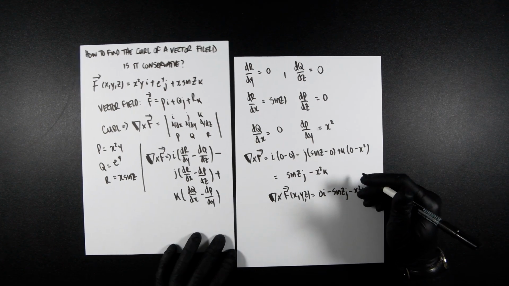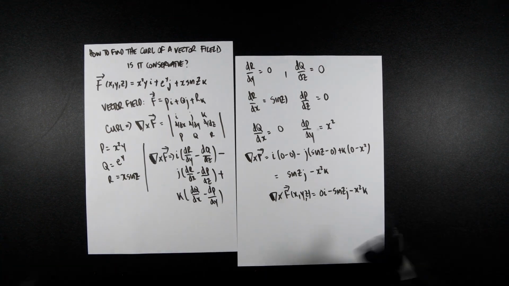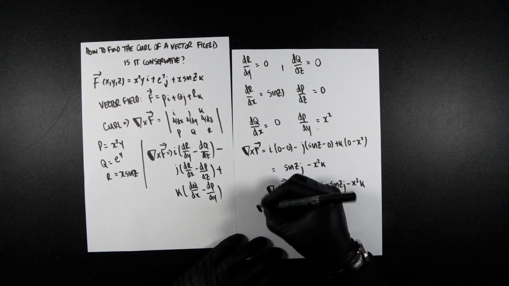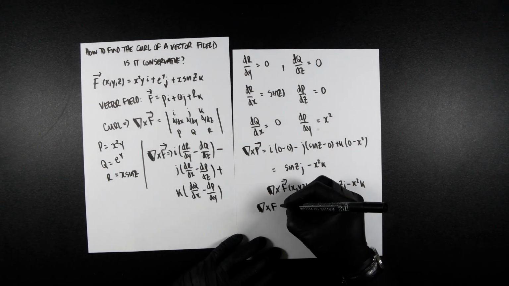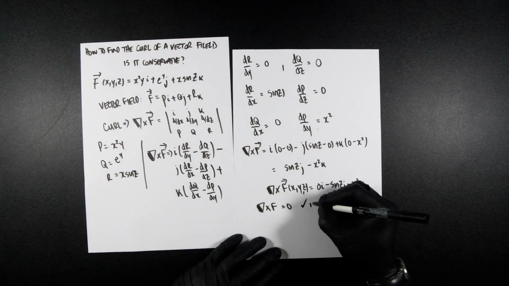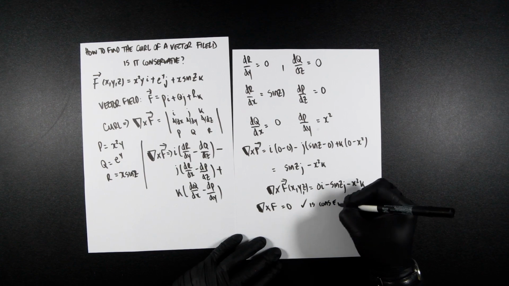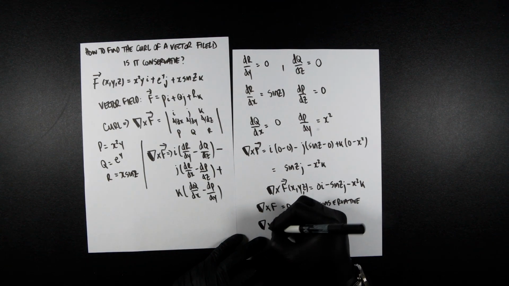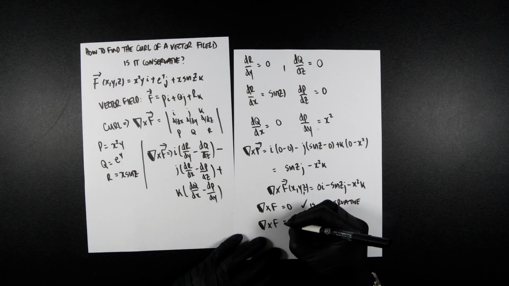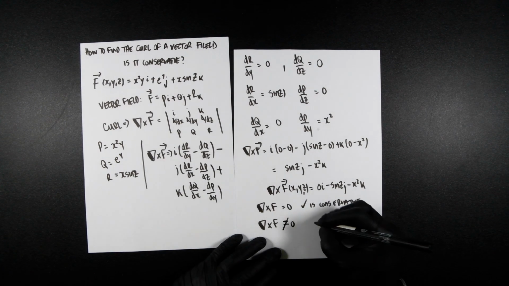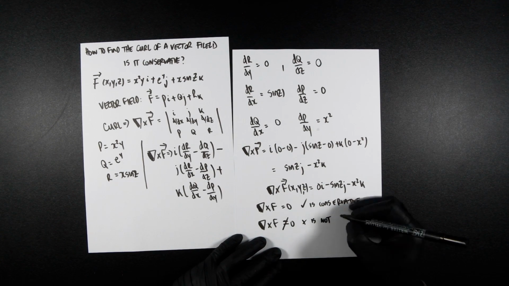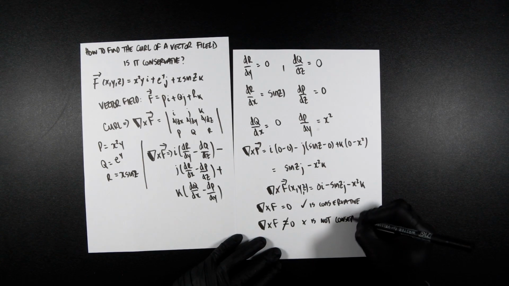That there is the curl of the vector field, but we need to now figure out whether it's conservative or not. If something is conservative, the nabla cross product of F should be 0. And that means if you have nabla cross F and it does not equal 0, then it is not conservative.